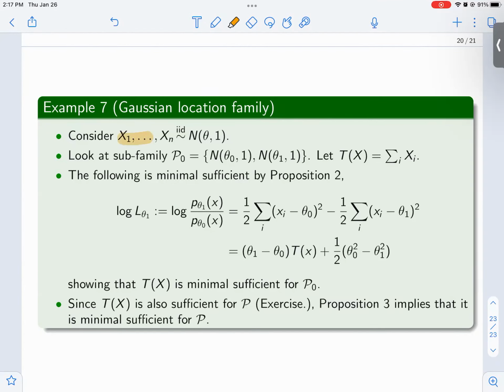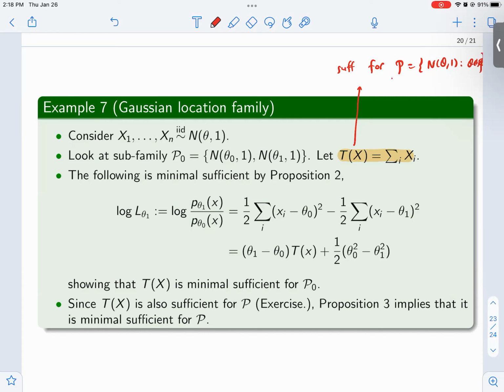Suppose you have a normal family. We already showed via the likelihood approach that the summation, for example, of xi's is minimal sufficient. But if you want to use this proposition, you'd pick a subfamily. It's enough in this case to have a 2-point family, theta naught and theta 1. We conjecture that this is minimal sufficient. We actually know, but let's pretend that we don't. We know that it's sufficient by the factorization theorem for the larger family, which is the class of all normal theta 1, theta in R. So it is sufficient for the larger family by the factorization theorem.